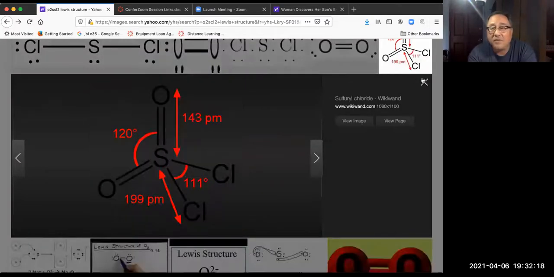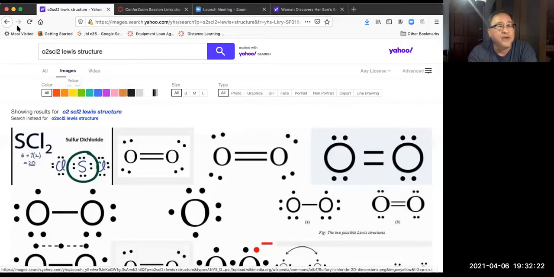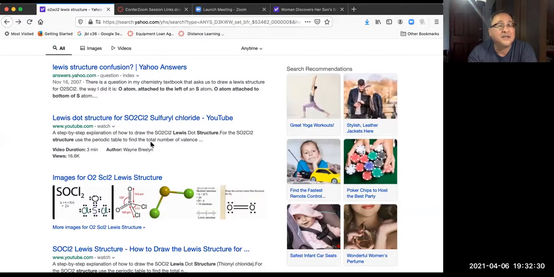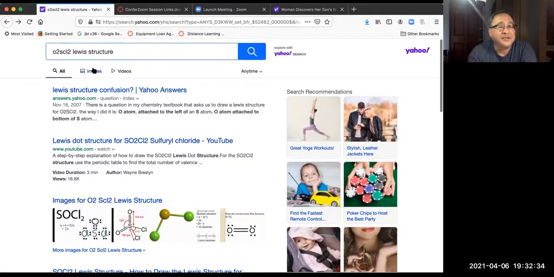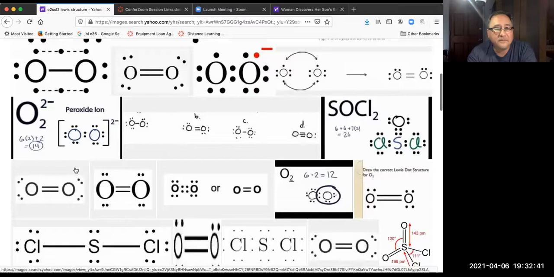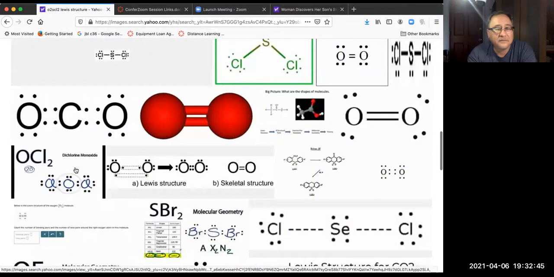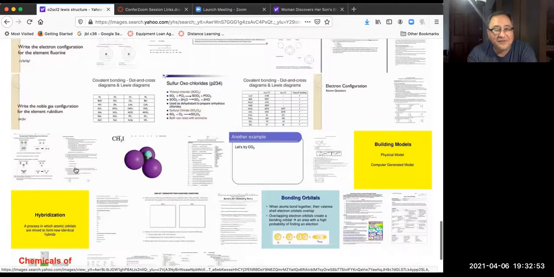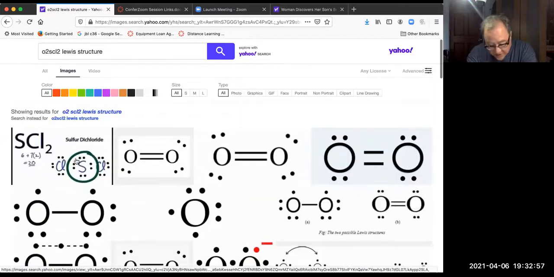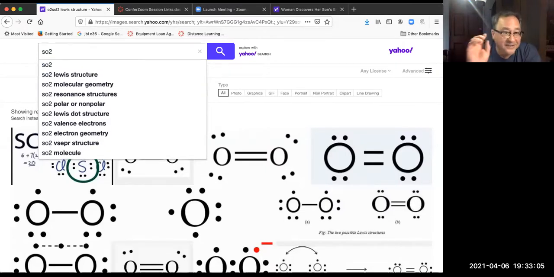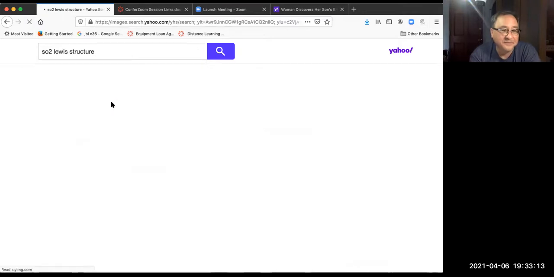And I'm going to go back here one more time and see if I can find one where it shows you everything. Let's see. Images. Wow, there are no images of this one up there. But another one here they put is SO2. And notice when I'm searching for these, I don't do any uppercase. I don't try to do any subscript. I just look at SO2 Lewis structure. There you go.